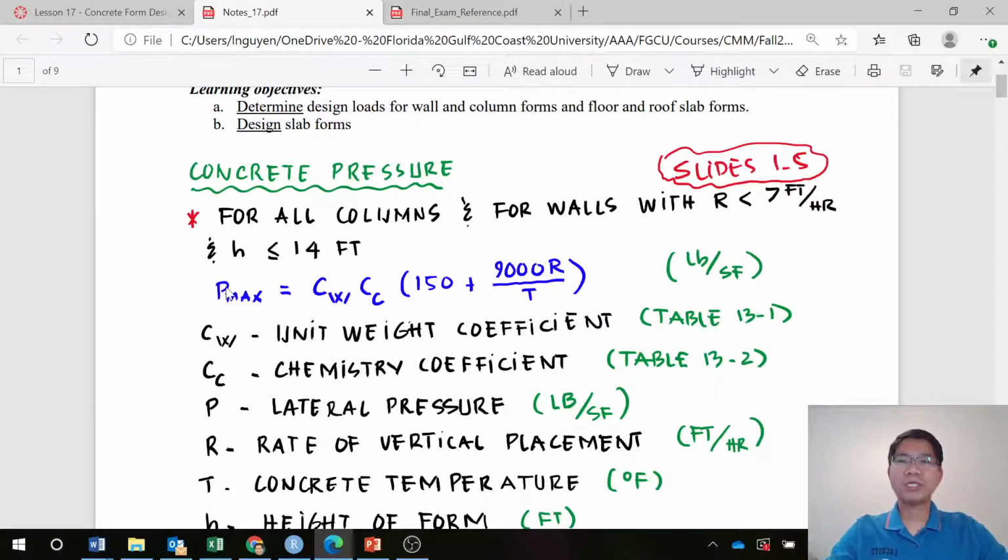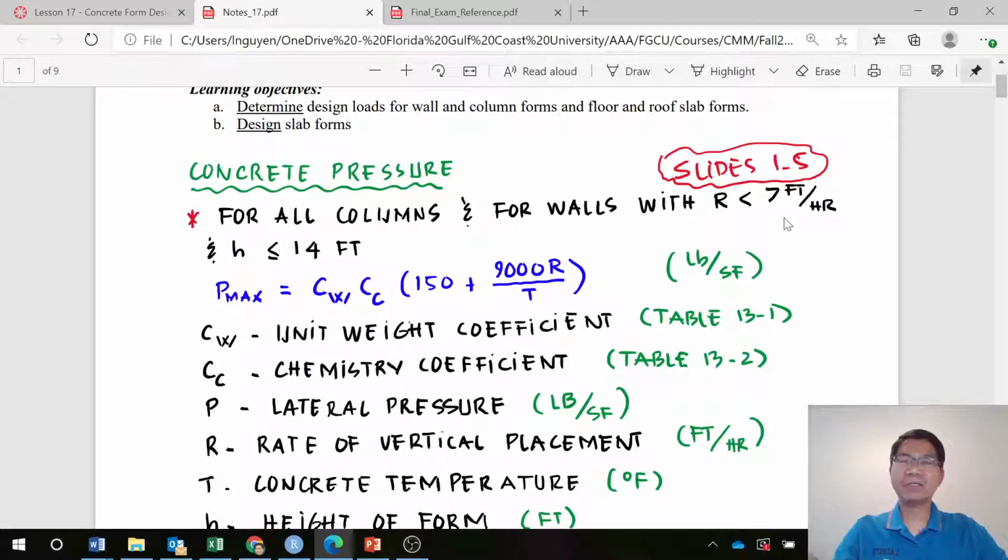First equation that you see here: P max equals CW CC times 150 plus 9,000 R over T, and the equation gives the unit in pounds per square foot of the wall. That applies for all columns. So regardless of the rate of placement, regardless of the height of the columns, for all columns we will use this equation. But for walls, there are different scenarios. This equation can apply for walls with a rate of placement of 7 feet per hour.